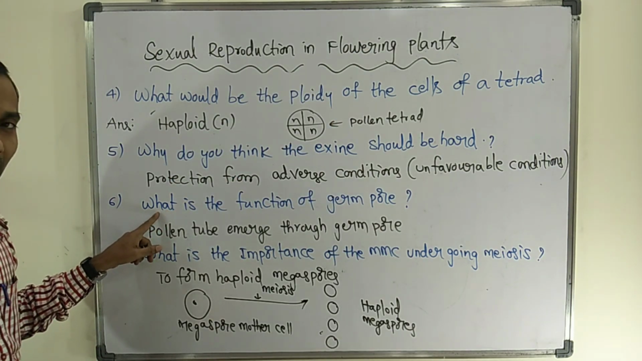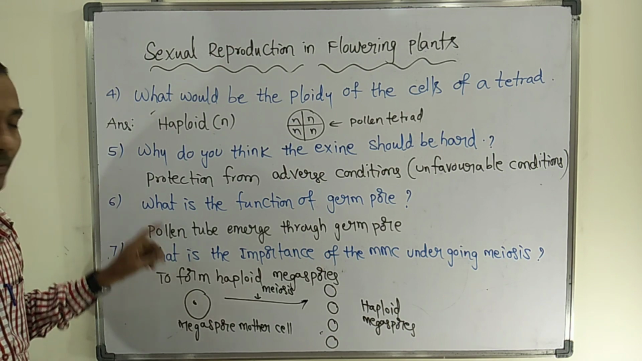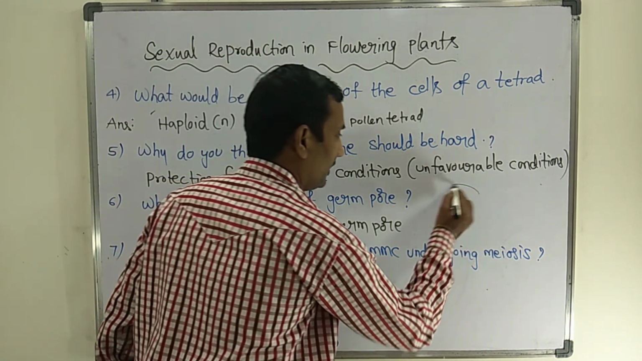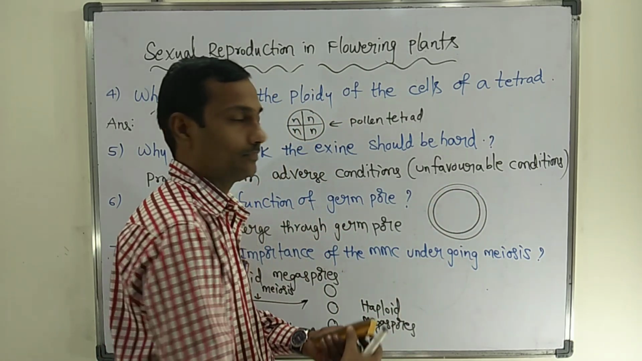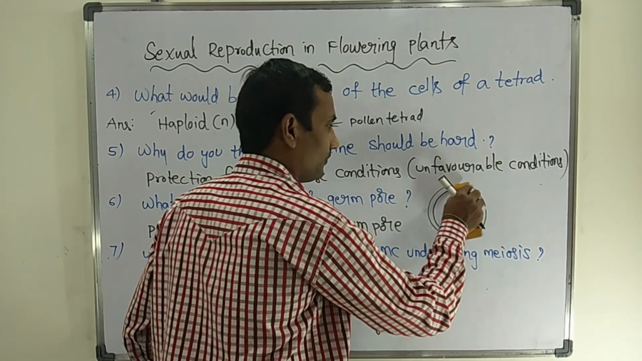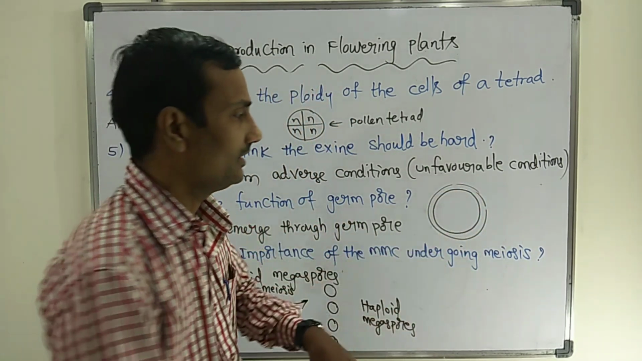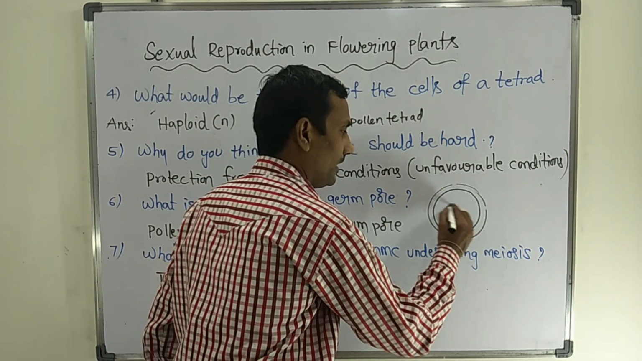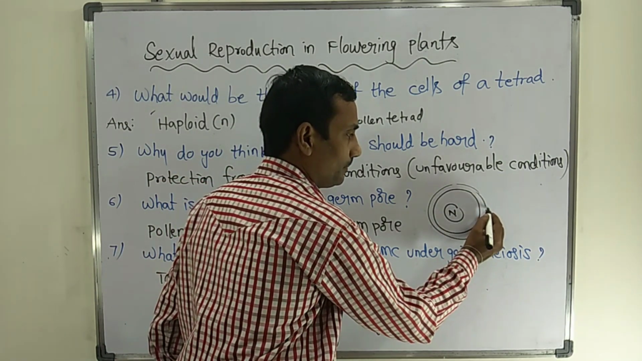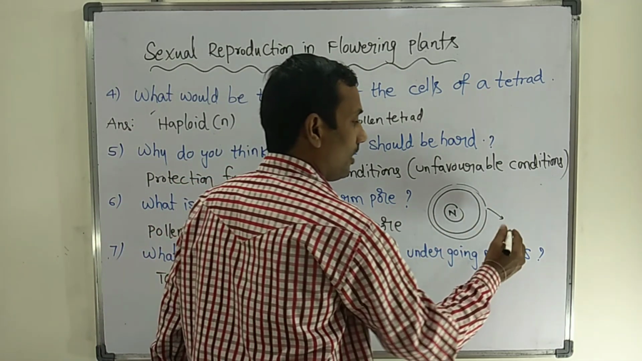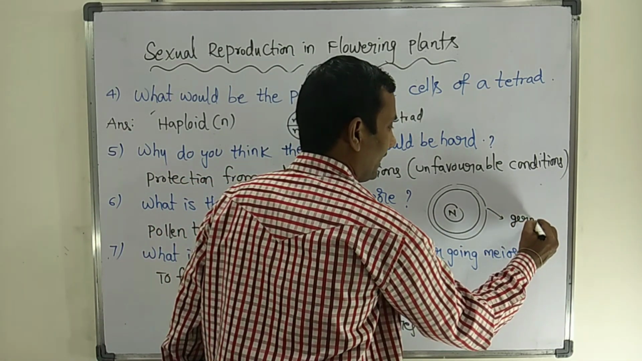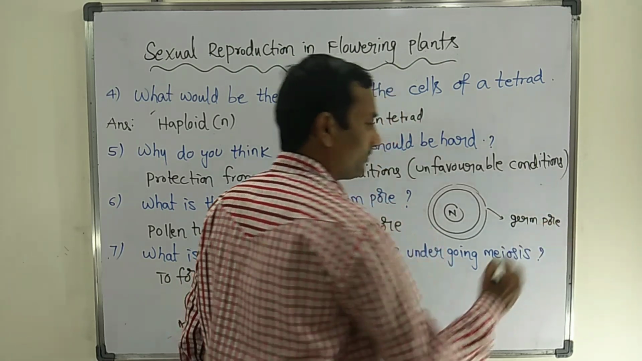Next, what is the function of germ pore? If you look at the pollen grain, at certain places exine is not found. This small gap, wherever exine is absent, is known as the germ pore.